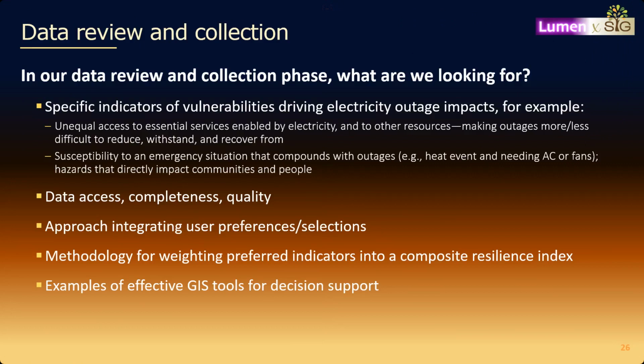We're looking for data access, completeness, and quality, and that's a big issue with these data sets. Oftentimes they're conceptually amazing, but then we look at it and the data are so limited, it's hard to see how we could use it. We're looking for other approaches for integrating user preferences and selections, recognizing that a local planner will have a very different risk tolerance profile than their neighbor or another planner somewhere else in the state. We're looking for methodologies for weighting individual indicators into a composite resilience index. And then we're looking for examples of effective GIS, geospatial tools for decision support.